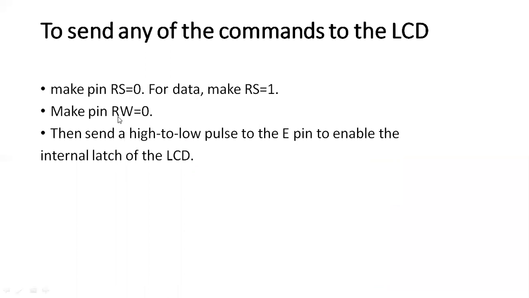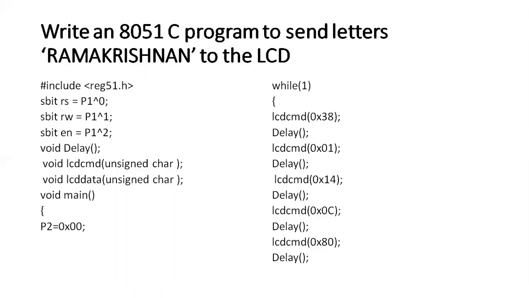And make the read write pin 0. Then send a high to low pulse to the enable pin to enable the internal latch of the LCD. To send any command to the LCD, we have to follow these 3 pins: register select is 0, read write is 0, and the enable pin should get a high to low pulse. Okay. We'll see one program.